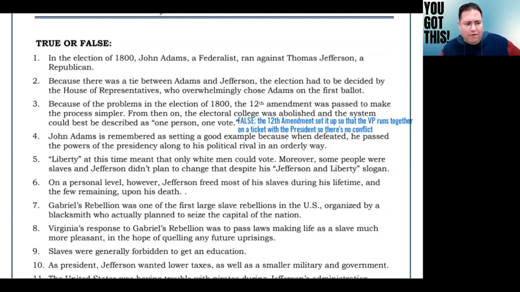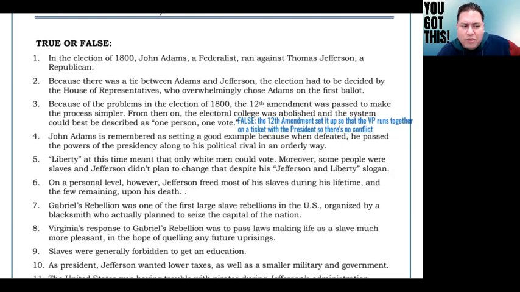On a personal level, however, Jefferson freed most of his slaves during his lifetime. No, he didn't. Jefferson sold off some of his slaves to pay off his debts. Jefferson had a very lavish lifestyle, and so he had trouble with his finances. He didn't do so well financially. So it wasn't that he freed most of his slaves. He sold some of them to try to pay off his debts.